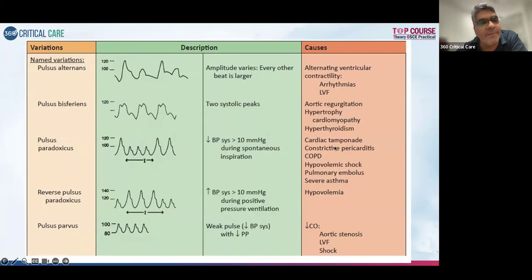which is the important finding in tamponade. The reverse pulsus paradoxus, again hypovolemia, you'll have a significant stroke volume variation if the patient is hypovolemic, and the percentage of stroke volume variation or pulse pressure variation will tell you whether the patient is hypovolemic and fluid responsive or not. Something called pulsus parvus, which is again a bad thing. So weak pulse and weak pulse pressure. So this can happen in aortic stenosis, very narrow pulse pressure, left ventricular failure, and shock. So the important thing to know about is pulsus paradoxus.